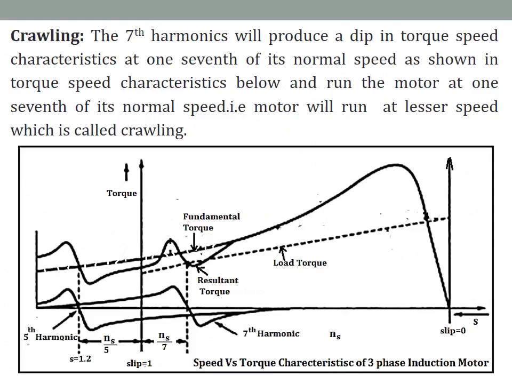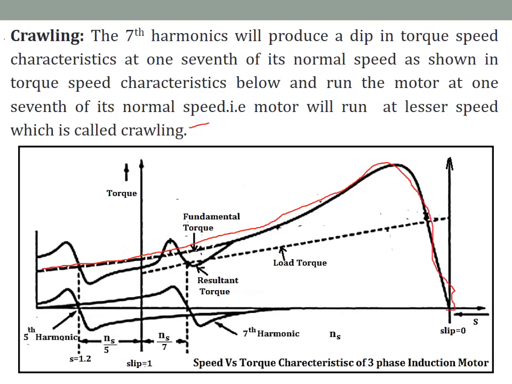Now coming to crawling, the seventh harmonics will produce a dip in the torque speed characteristics at 1/7 of its normal speed, as shown in the torque speed characteristics below, and run the motor at 1/7 of its normal speed. That is, the motor will run at lesser speed, which is called crawling. Now you can see here, this is the speed versus torque characteristics. This is the fundamental speed torque characteristics of any induction motor.